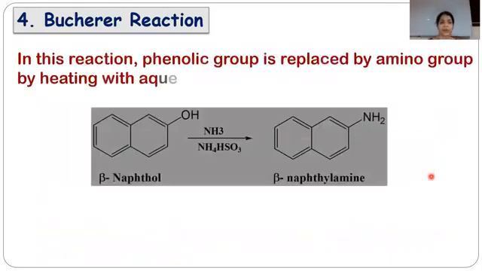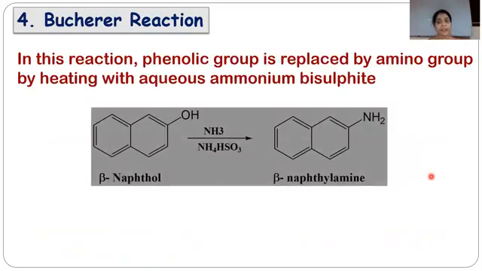Next reaction is the Bucherer reaction. In this reaction, the phenolic group is replaced by an amino group by the reaction with aqueous ammonium bisulfite in the presence of ammonia. For example, the reaction of beta-naphthol. Beta-naphthol reacts with ammonium bisulfite in the presence of ammonia and forms beta-naphthylamine.